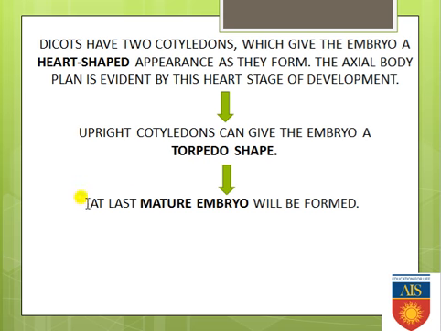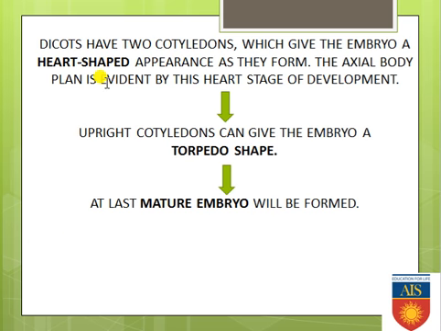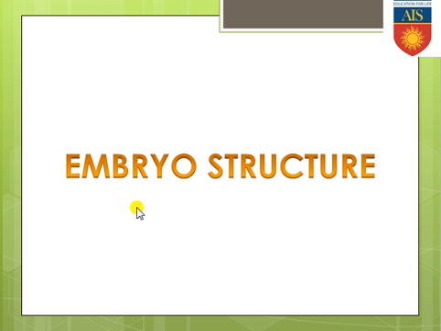Clear? So throughout these two slides we have discussed the embryogeny process, and under that, how embryogeny happens starting from the proembryo, globular embryo, then heart-shaped embryo, torpedo-shaped embryo, and mature embryo. So this is overall the embryonic development which happens from the zygote, and it obviously happens within the ovule structure. Next, the next portion is embryo structure.